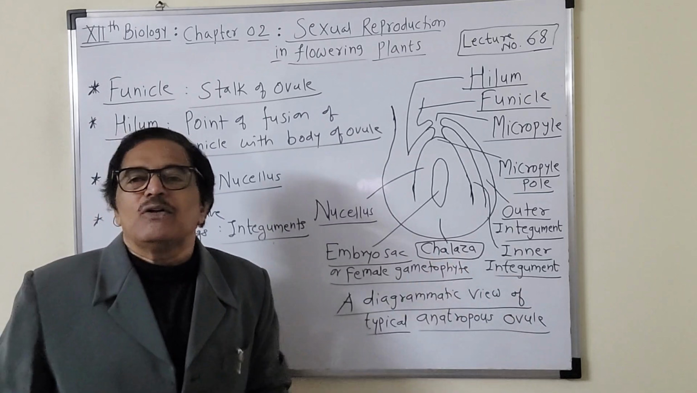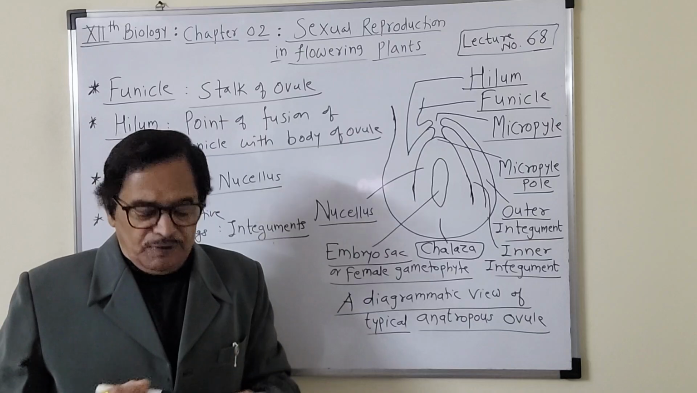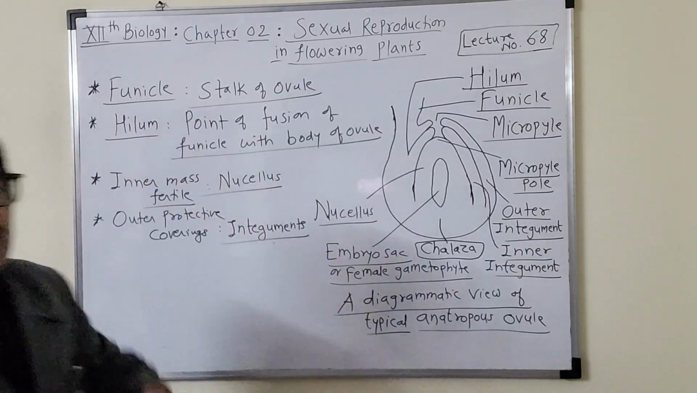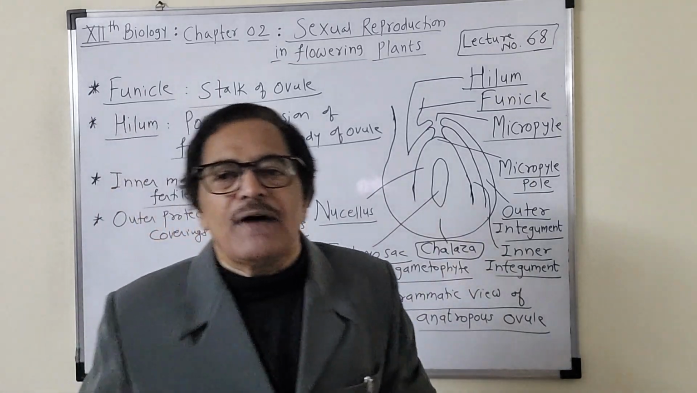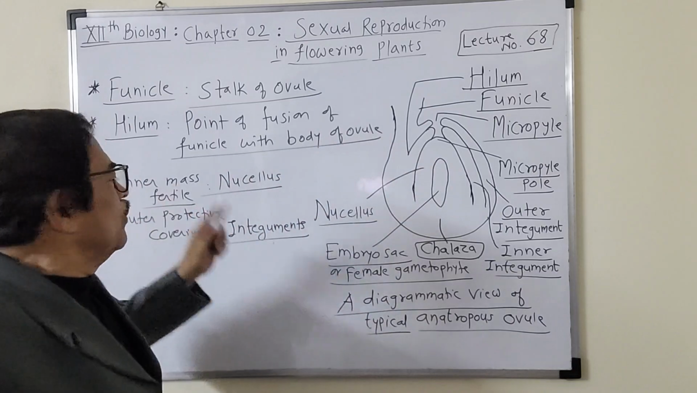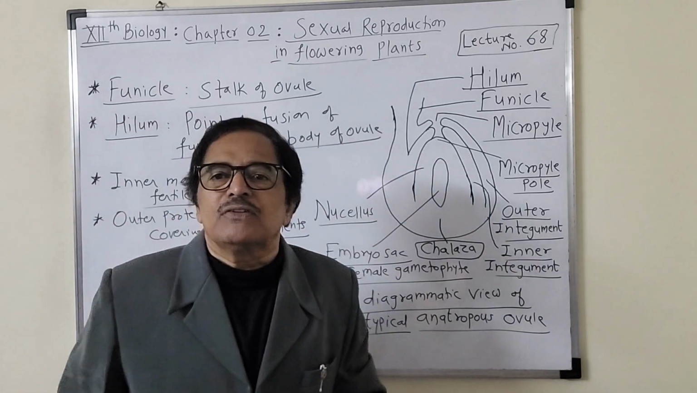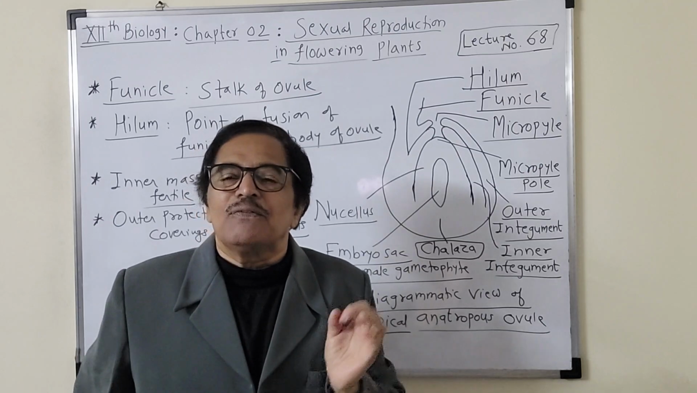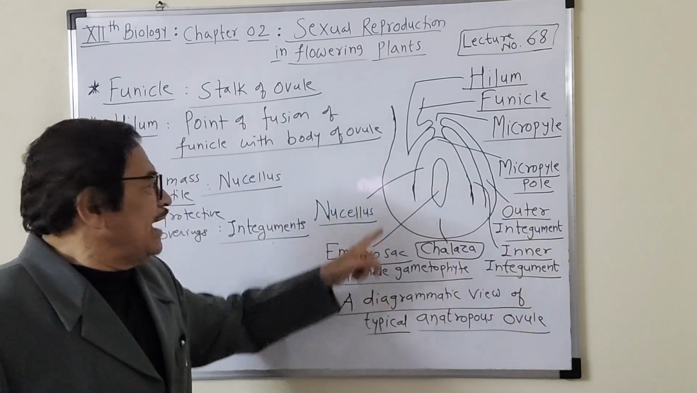So I am confident that you must have understood this part very properly. ये important point मैंने लिख के रखी है यहाँ पे. Stalk of the ovule is called as funicle. Point of attachment of funicle with the body of the ovule is called as hilum. Then ovule has got two important structures. Outer protective coverings called as the integuments and the inner fleshy fertile mass known as nucellus.